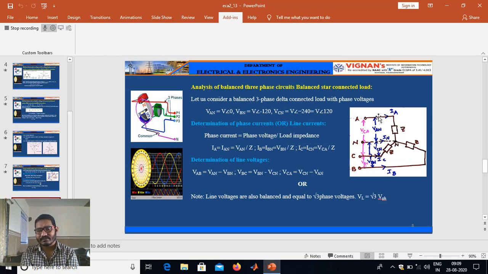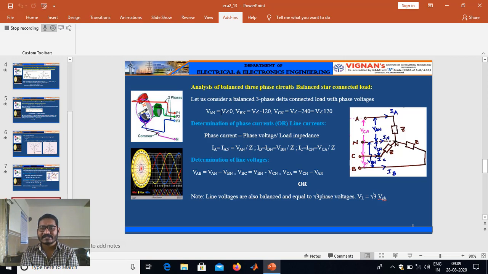So the voltage across any phase to neutral is the phase voltage. It means A phase to neutral VAN is the phase voltage, and similarly VBN, VCN. These are the phase voltages, okay? Voltage across any line to line means those are the line voltages. It means voltage across A to C is VCA, B to C is VBC, A to B is VAB. So VAB, VBC, VCA are the line voltages, okay?